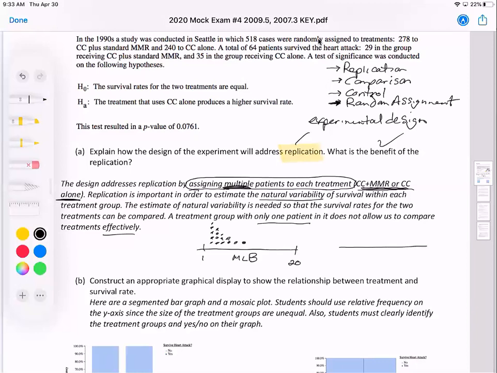Let's say survival rates. Yes, no, put no over there. There we go. So survival, 1 survived. We need a lot more than that. So let's say we did this. Okay, that gives us a better idea of the survival rate. We got 5 out of 6. That's pretty good. So that's the idea of replication. You want to see the distribution of the variable, and to be able to see a distribution, you need a lot more than one dot. You need a lot more than one patient.